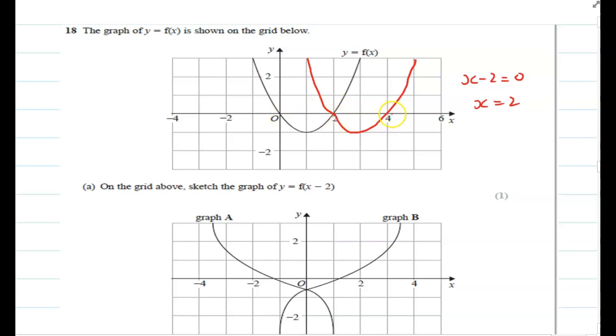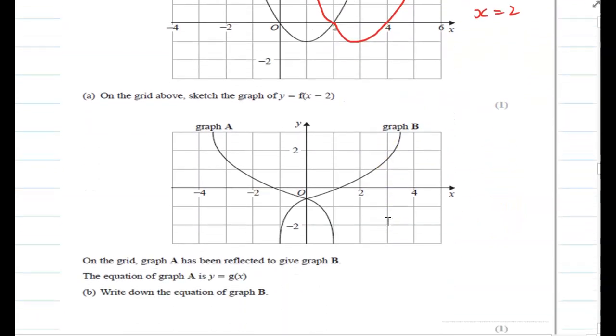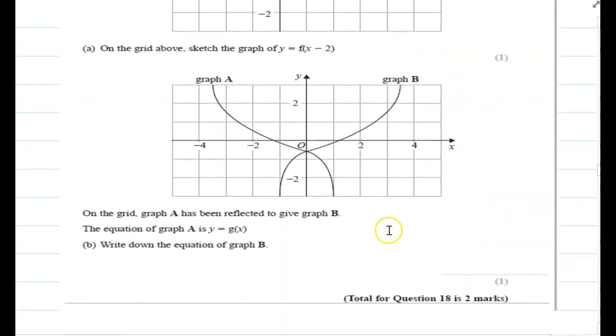Okay. Now next question, here graph A and graph B are given. On the grid, graph A has been reflected to graph B. The equation of graph A is y equal to g(x). Write down the equation of graph B. So you need to find the equation of graph B, where there is a question mark.